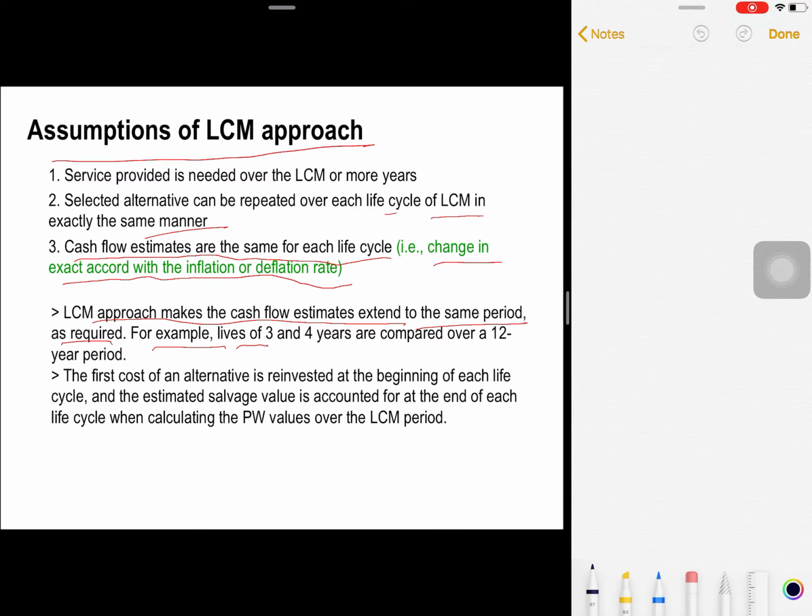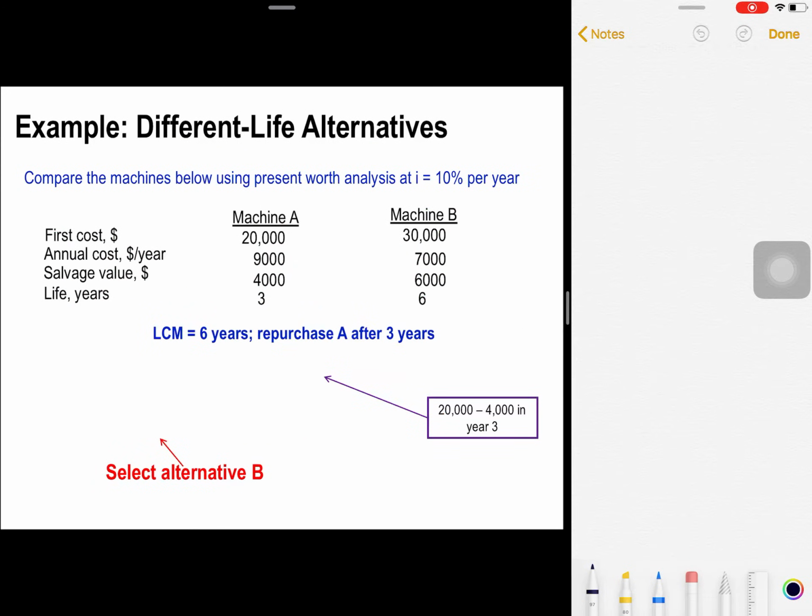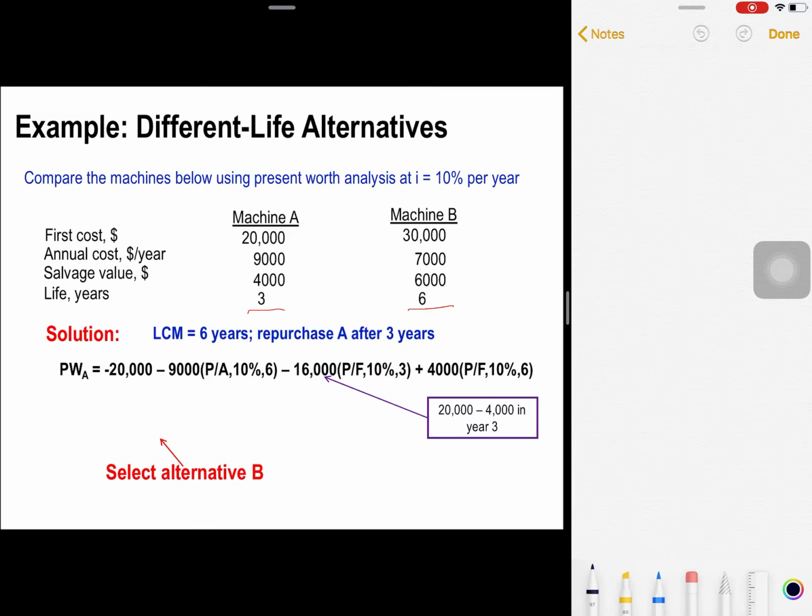For example, lives of 3 or 4 years are compared over a 12-year period. The first cost of an alternative is reinvested at the beginning of each life cycle. An estimated salvage value is accounted for at the end of each life cycle when calculating PW values over the LCM period. This is an example of different lives of alternatives.